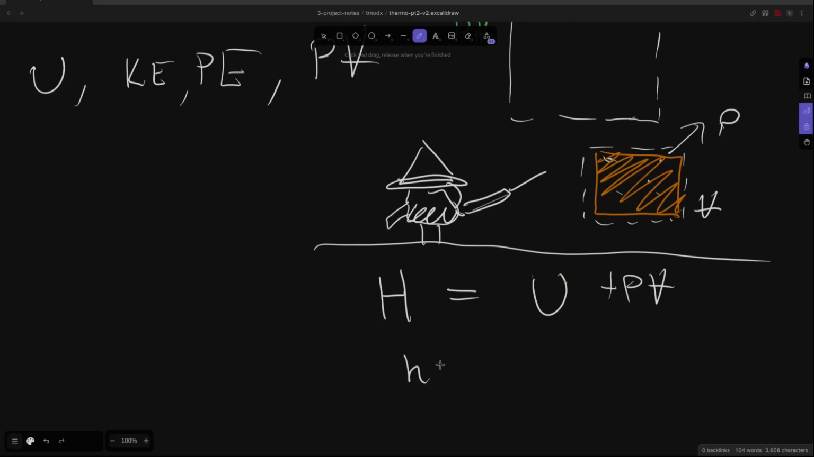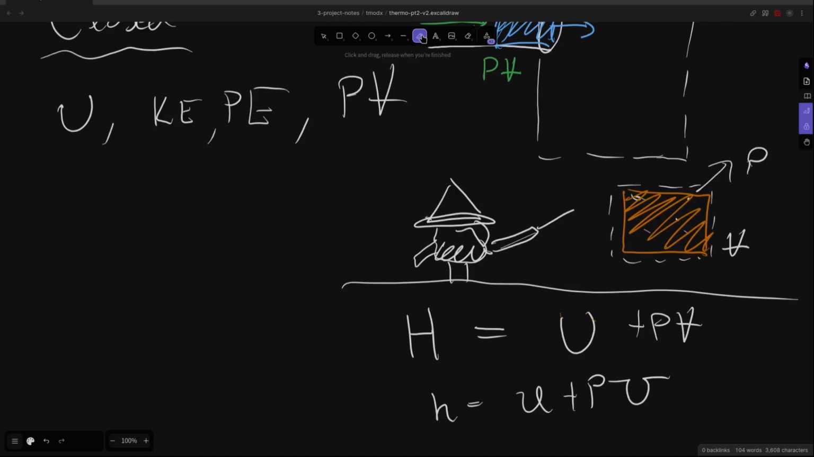You can also have specific enthalpy. That's the lowercase u plus p times specific volume, so we pull a mass out of every term here. And so the energy of a fluid, which they use the letter theta, which is great, I don't actually particularly like this because theta is kind of used for angles, but theta is u plus ke plus pe plus pv, which is the same as h plus ke plus pe.